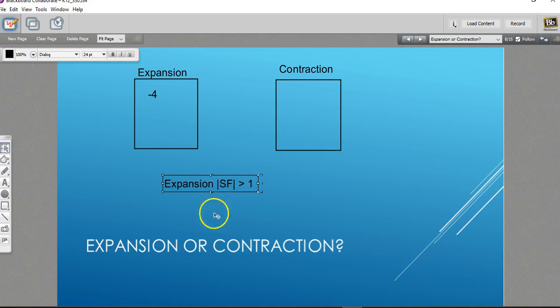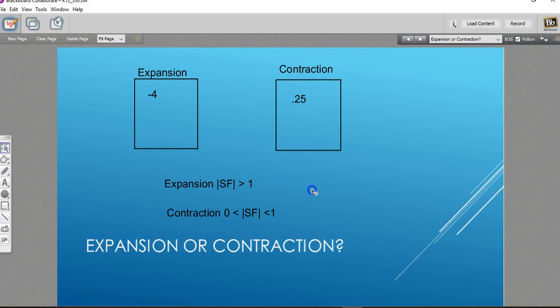Okay, so if it's a contraction, we know the absolute value of our scale factor is going to be between 0 and 1. So for instance, what if they give us something like 0.25? Well, we know that 0.25 is a contraction. So be prepared for those. Be prepared to classify contraction or expansion.